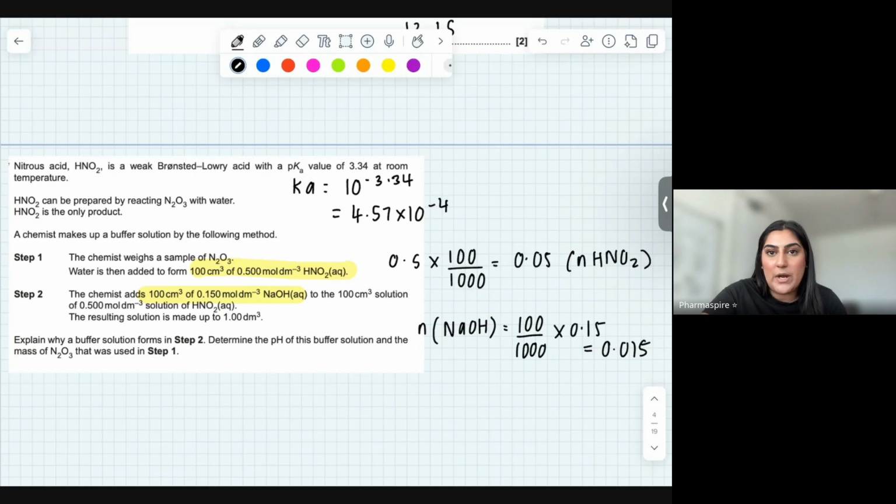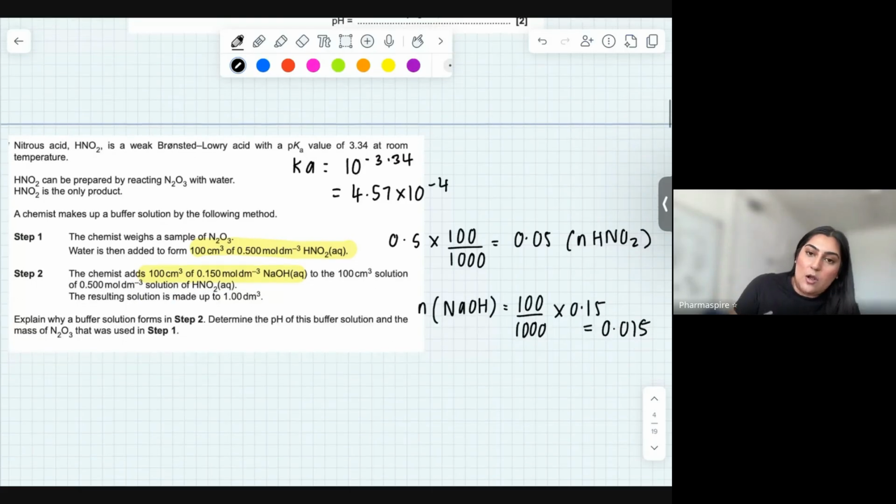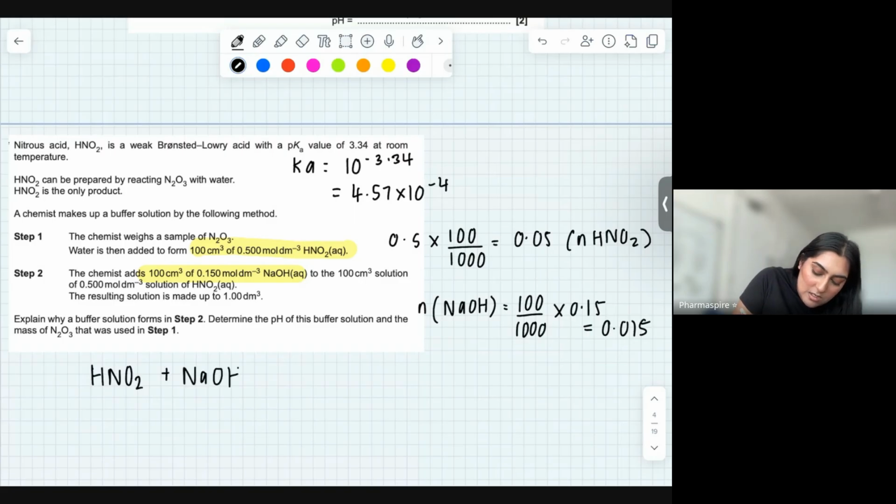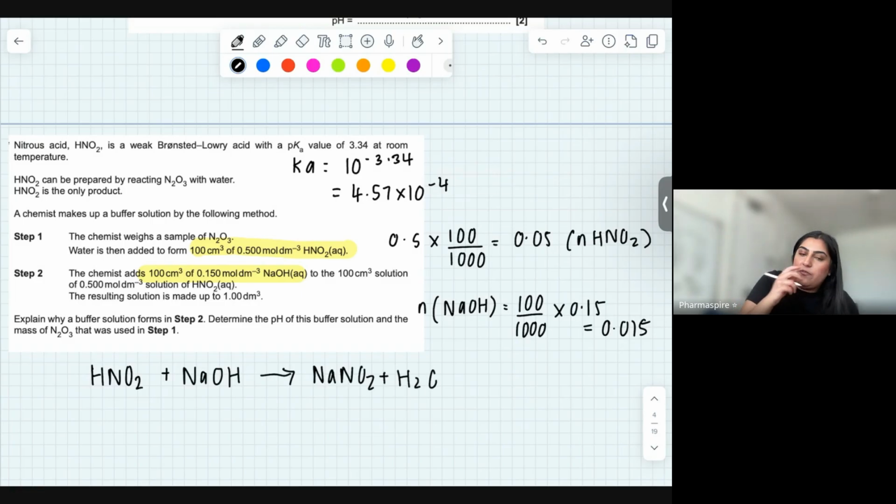Whenever you have buffers, write an equation, especially if you see a 6 marker. It will help you get a lot of the marks. And also, if they ask you reasoning in terms of a buffer, write your equation. So you've got HNO2 plus NaOH. It's a salt, so we make NaNO2 plus H2O.